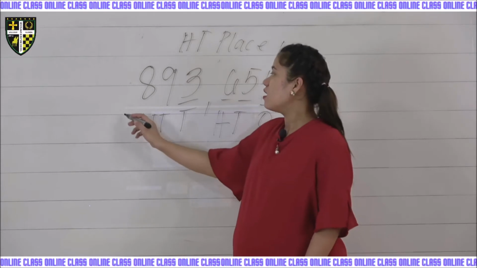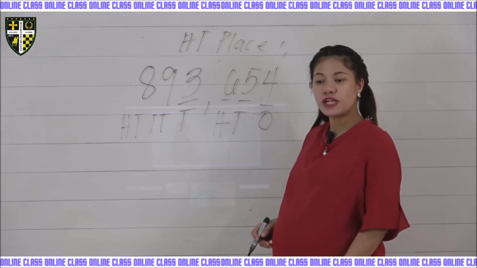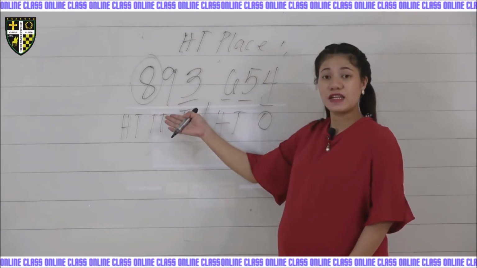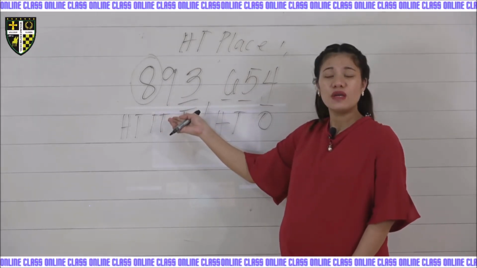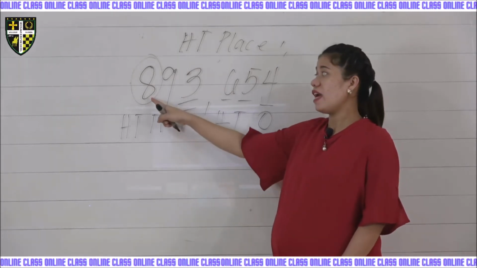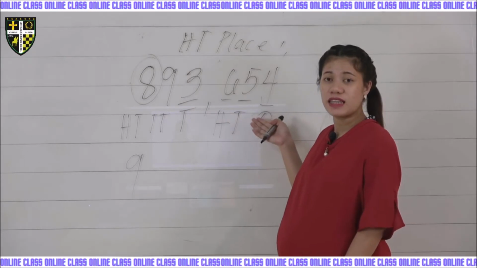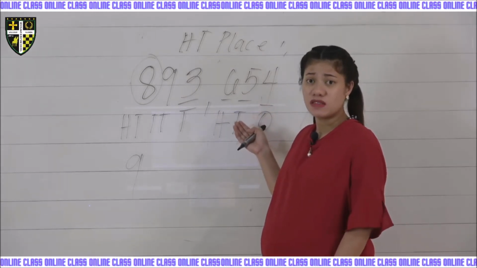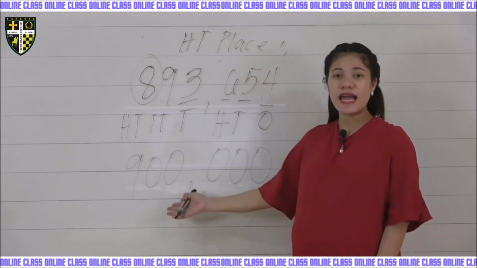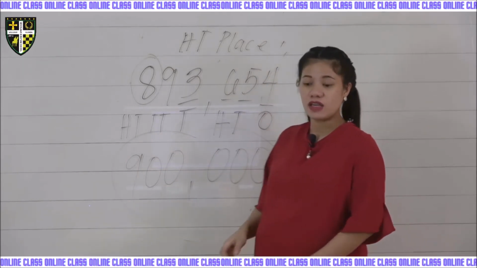8 is the 100,000s place. So we have to focus on the 100,000s place, which is 8. Okay? So at the right side of 8, it's 9. If it is 5 and above, until 9, we have to add 1. So 8 will be 9. Then the following digits at the right side, let's make them zeros. So our answer will be 900,000.